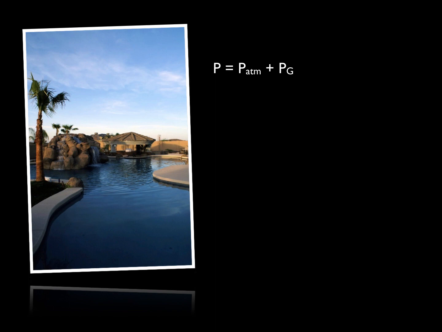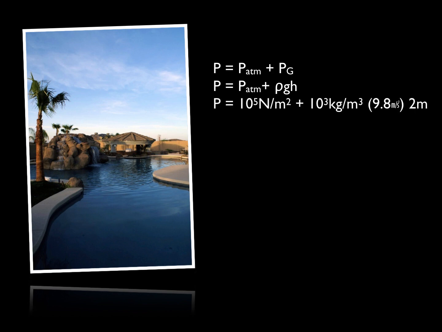It's not mine. The pressure at the bottom of the swimming pool, the absolute pressure, is atmospheric pressure plus gauge pressure. So the pressure that the air exerts plus the pressure that the water exerts. The air exerts 10 to the 5th pascals, and the water exerts rho g h against the bottom of the pool, for a sum of 1.2 atmospheres of pressure, or 1.2 times 10 to the 5th pascals.